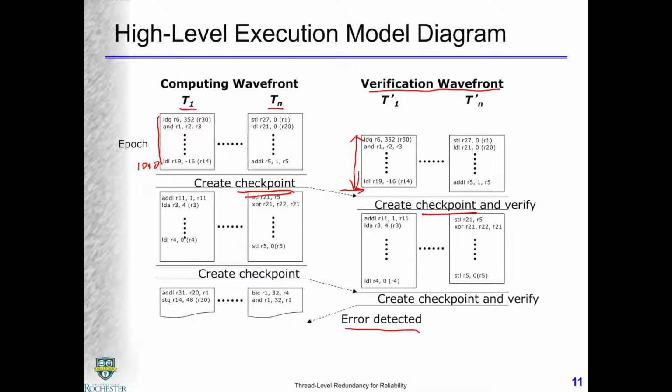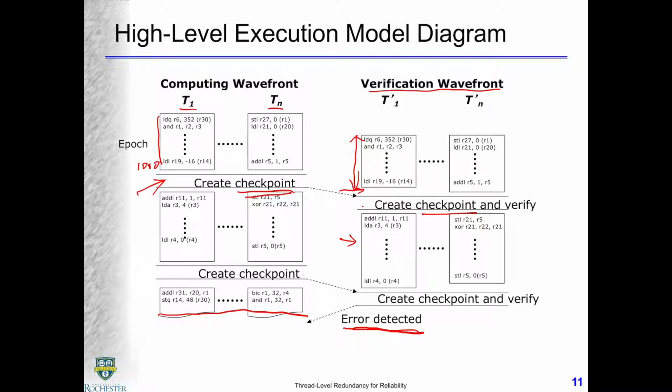So if we detect an error, we know that it must have happened in this epoch. Because last time everything was fine. We started from the same point, we proceeded, and now we differ. So what we do is kill the current execution, squash it, reload that checkpoint, reload the states, and continue from there.